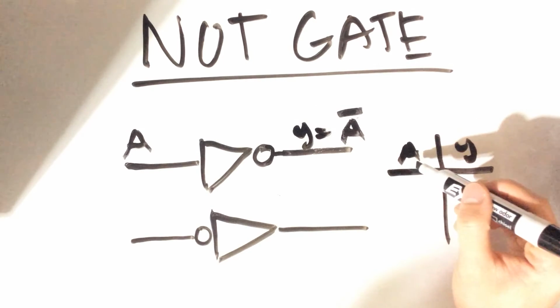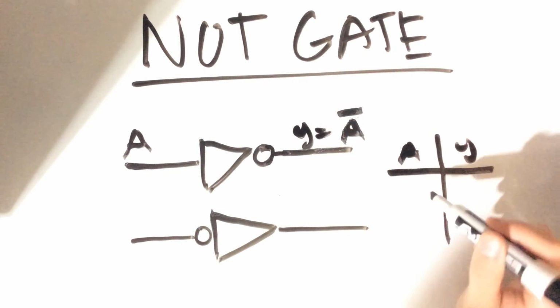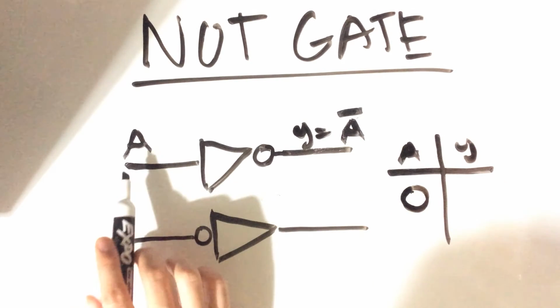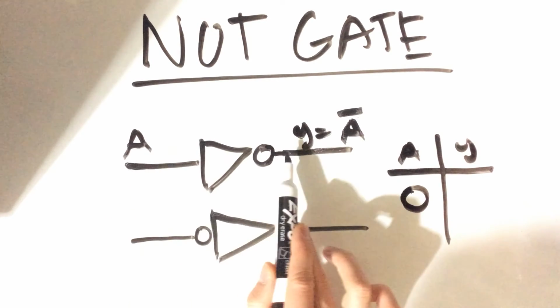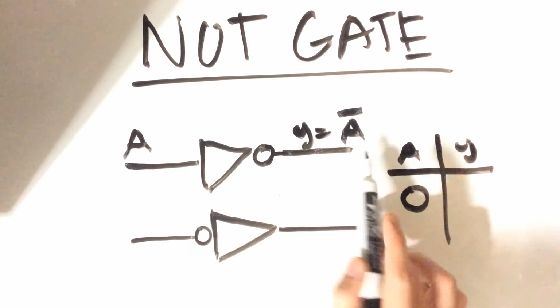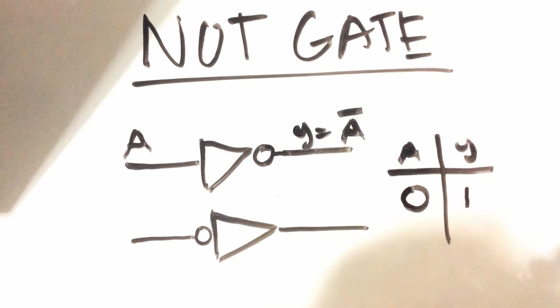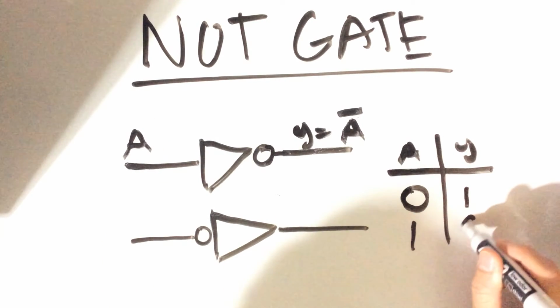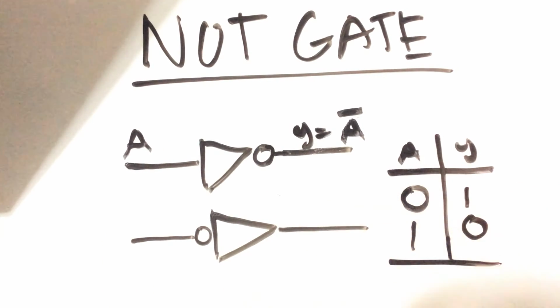Now, if A has the value of 0, as we've mentioned before, what is the output? Let's go through this real quickly. If A is 0, invert it, we get the value of 1. Now if A is 1, we invert it, we get the value of 0. That is how you draw the truth table for our NOT gate.